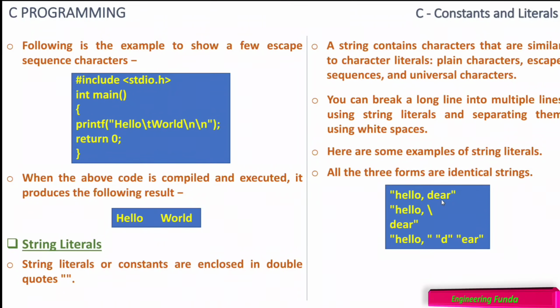Here you can see the first line is hello dear, which is very simple to understand. In the second line it is hello, then you have this backslash and you are writing dear. Now this backslash indicates that the next line should be taken here, and it is in continuation. So hello dear is in continuation, denoted by this backslash. Then you can have hello, then a white space, then D, and then EAR. So when you combine all these three strings, it becomes hello dear.